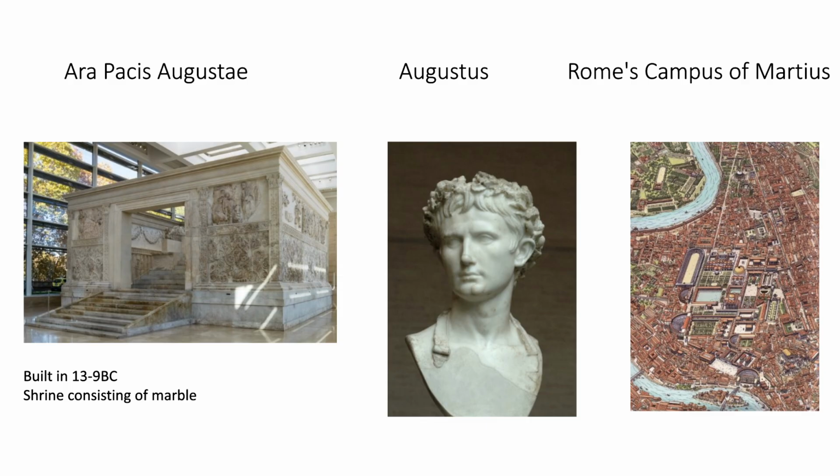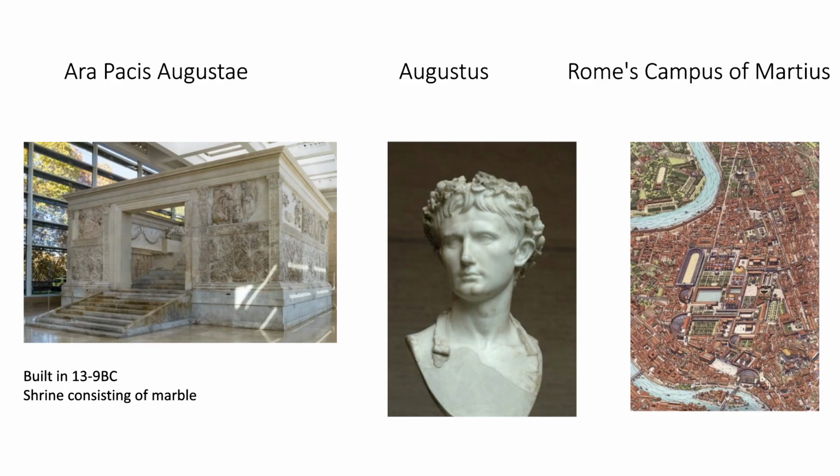The Ara Pacis, built by the Emperor Augustus Caesar in 13 to 9 BC, was a shrine consisting of a marble altar wall that was enclosed, constructed in Rome's Campus Martius, Field of Mars, in honor of the Emperor Augustus, and was dedicated on January the 30th, 9 BCE. This dedication was recorded within Ovid's Fasti as well as by Augustus himself in his Res Gestae Divi Augusti, Achievements of the Divine Augustus.